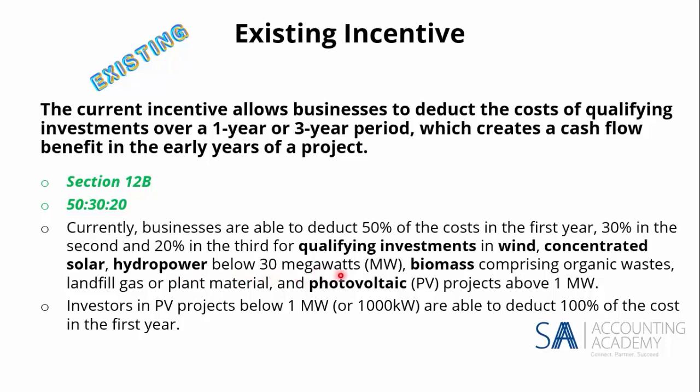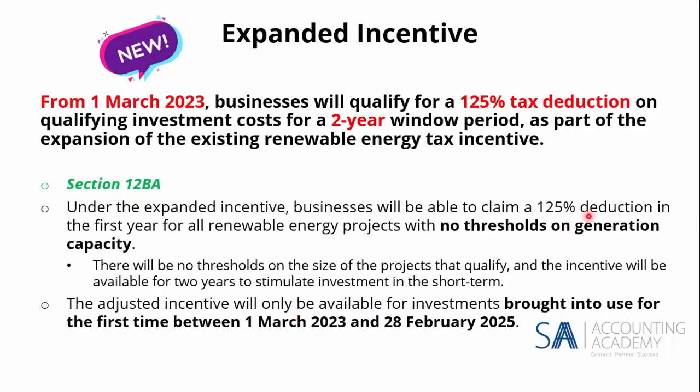Hydropower below 30 megawatts, it doesn't matter. PV projects, if it's above or below, it doesn't matter. You can claim 125%. There's no threshold on the generation capacity. Right. And it's available for 2 years. Obviously, there are no thresholds on the size of the projects that qualify. And remember, the projects that qualify are the ones on the previous slide.